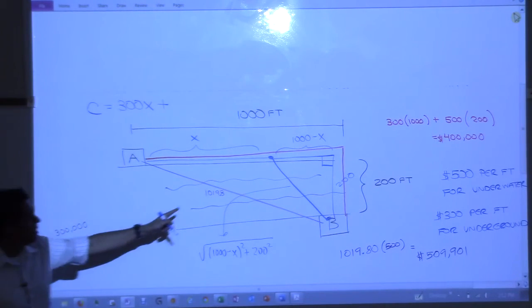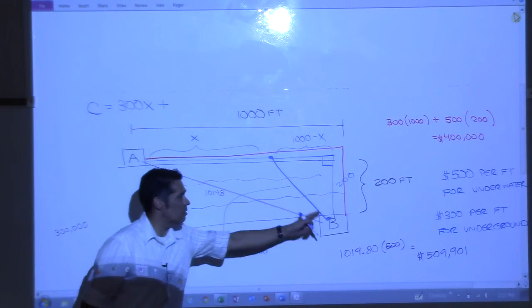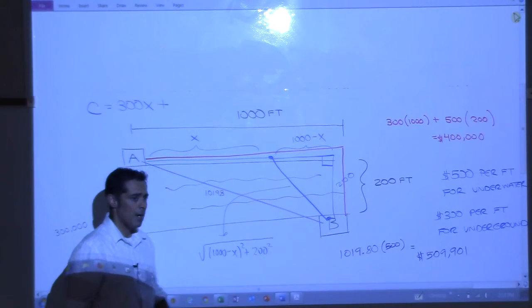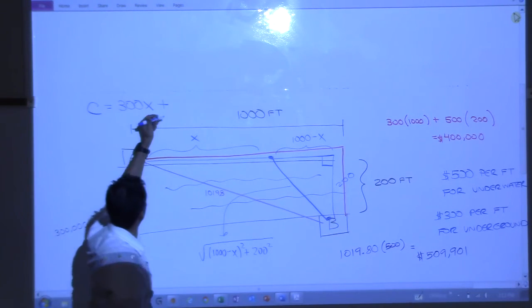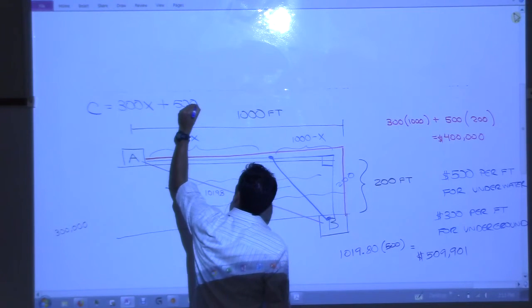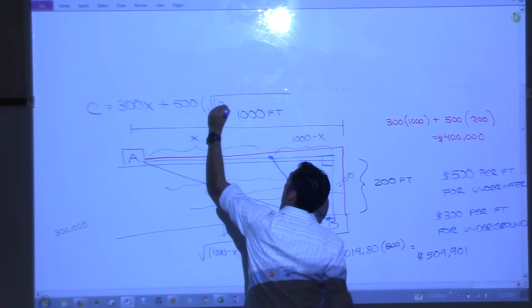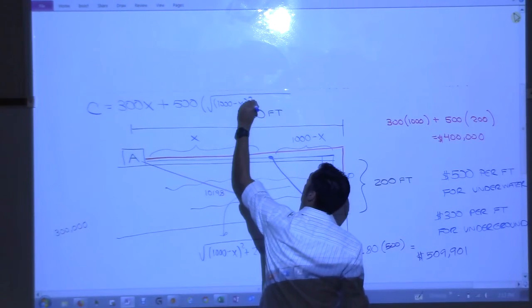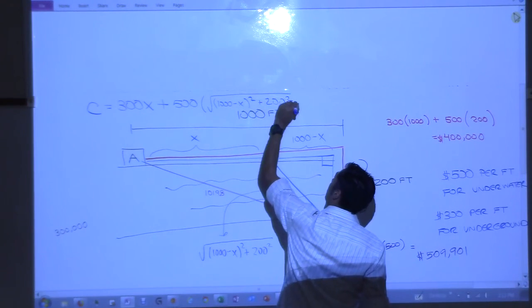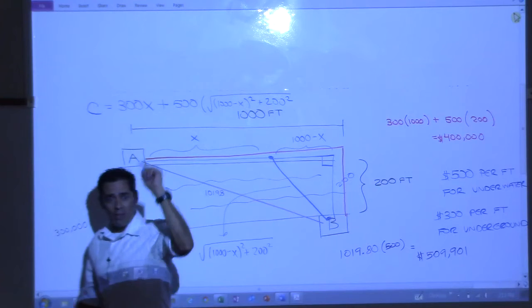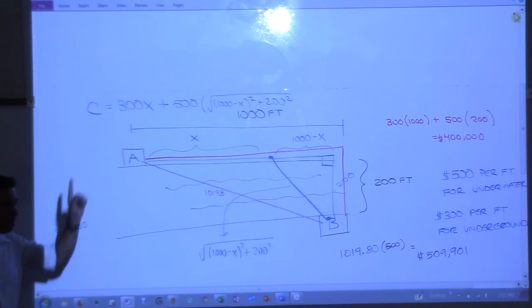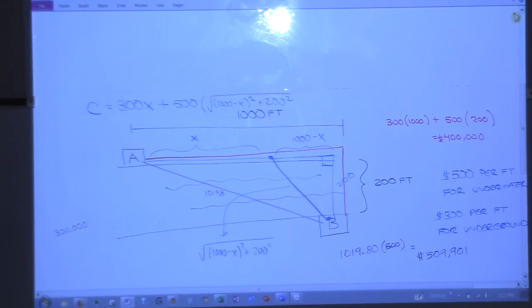And that's this distance. And how much do I pay to go across that distance? 500. So my cost will be that plus 500 times the square root of 1,000 minus X, that quantity squared, plus 200 squared. That's it. That is my cost function. If you tell me what X is right now, I will give you the cost. You follow me or no?